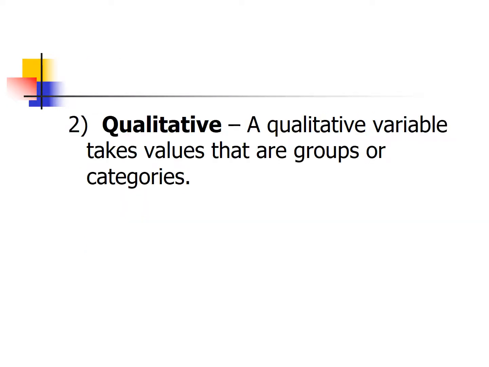Now, the second type of variable, you can almost think of it as not quantitative, as not a number. And if it's not a number, well, what is it? It's sort of like a group or a category. We call these types of variables qualitative. Can you think of any qualitative variables? That is, any variables that you might measure on an experimental unit that aren't numerical? Can you think of any?